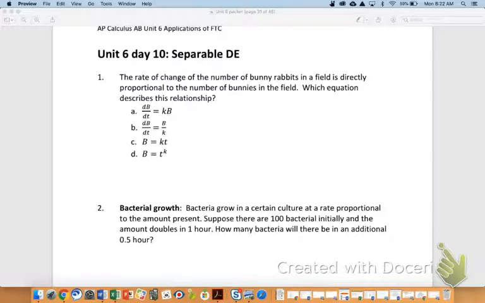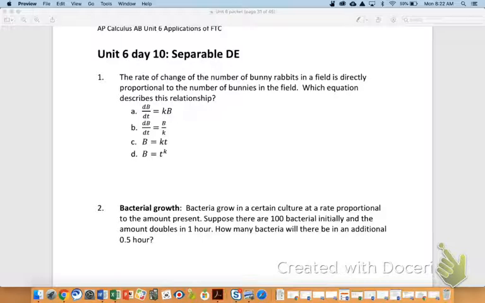In your packet, I think there's a typo. Yeah, there is. So if you would, look at number 1. A and B have typos on yours. Option A should be dB/dt equals KB, and option B should be dB/dt equals B over K. C is fine, D is fine, as they are both written.